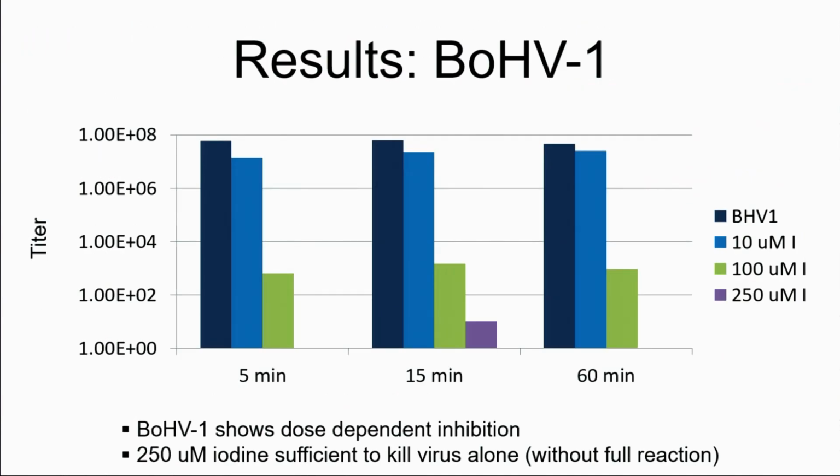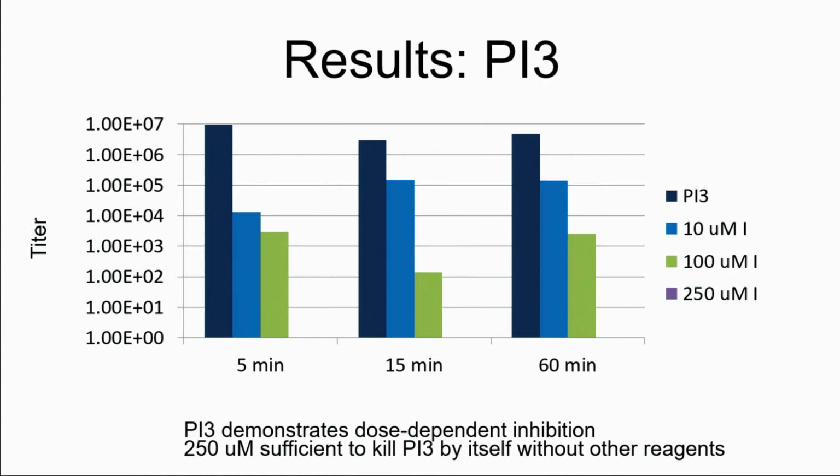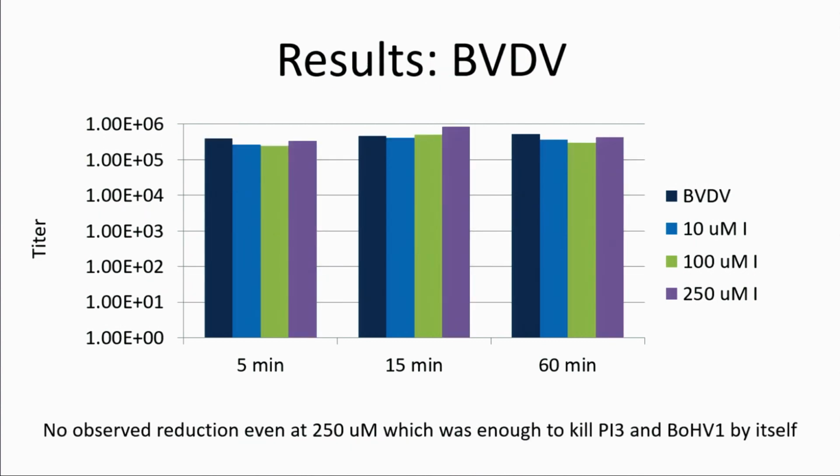So these are the results for bovine herpes virus 1, and they're really encouraging. They show dose-dependent inhibition that was at work as early as 5 minutes into the reaction. And the results for parainfluenza 3 are very similar. They show a steady drop in viral titers with a dose-dependent inhibition as well. So that was very exciting for us. However, bovine diarrhea virus unfortunately seems to be not susceptible to this innate immune mechanism system. So we were a little bit sad about that.